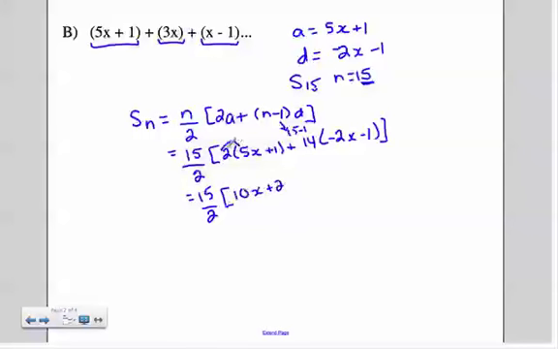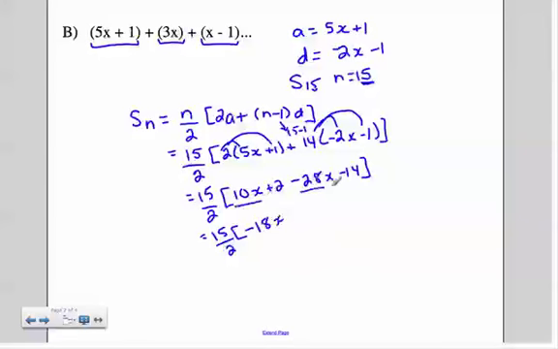So I distribute the 2 into the first bracket. I distribute the 14 into the second bracket. Now I'm going to collect like terms, so I get 10x minus 28x, which is negative 18x, and I'm going to get minus 12.